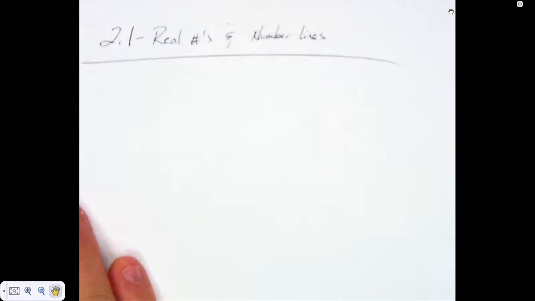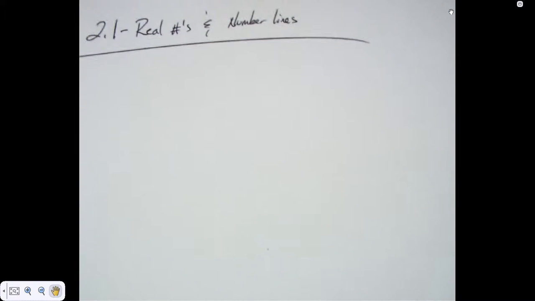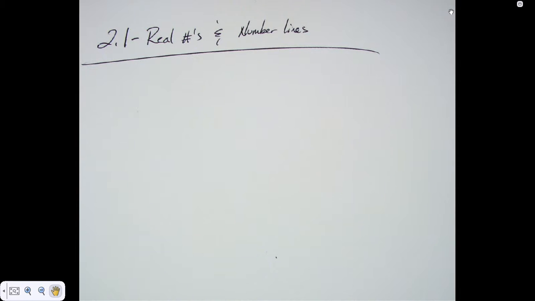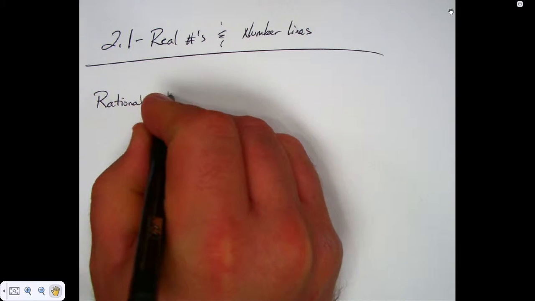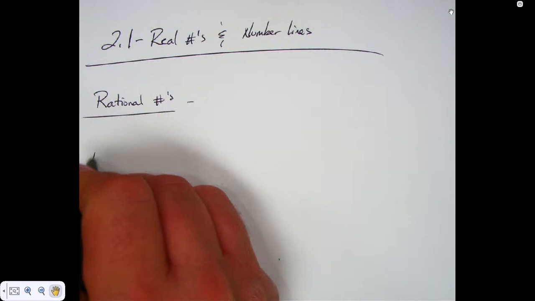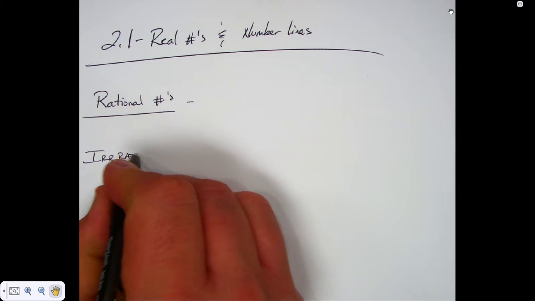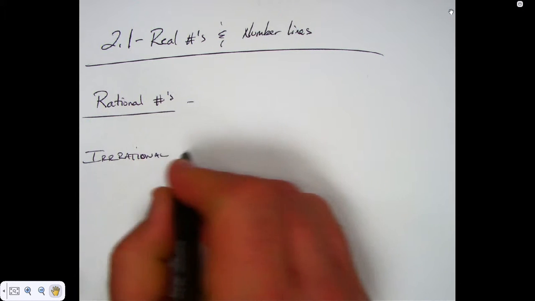Real numbers and number lines. Let's struggle. Okay. So we'll start by talking about rational numbers, and irrational numbers.